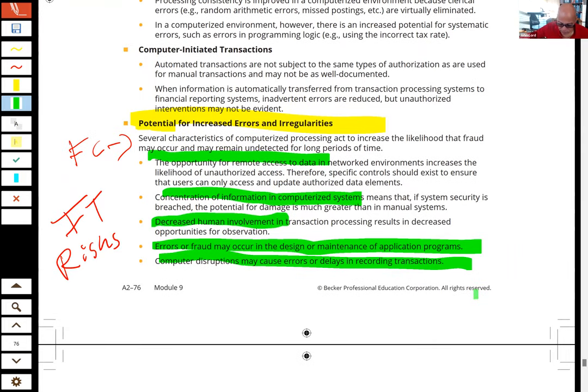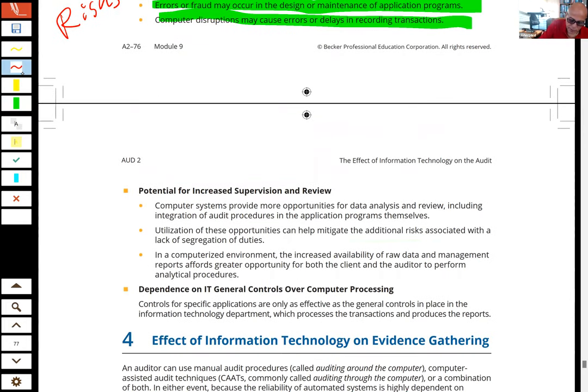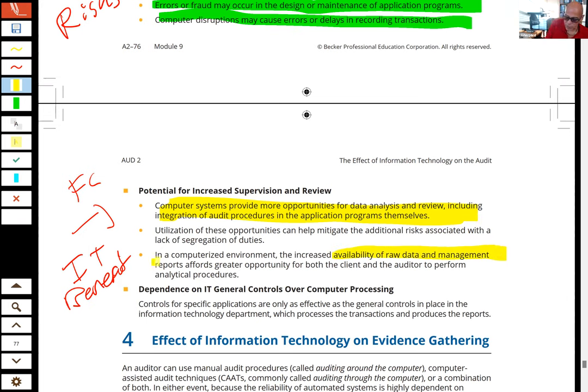IT benefits, okay, which are the ones down here. Benefit versus risks, right? The IT benefits, and you can flashcard that, is that computerized systems provide more opportunity for data analysis and review, and also you can integrate audit procedures using data analytics, et cetera. So you can go ahead and flashcard that, and basically this is all kind of the same thing, additional data for management reports, et cetera. Okay, good. So IT benefits versus IT risks.